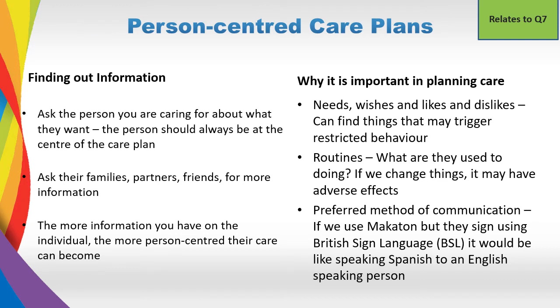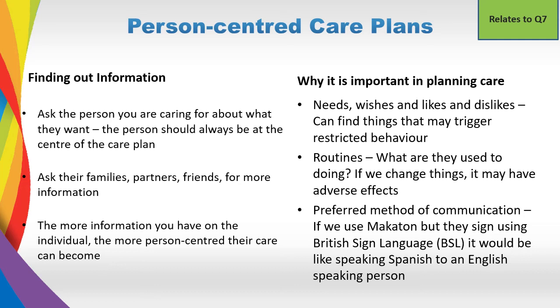Let's think about person-centred care plans. So, finding out information. Ask the person that you're caring for what they want. The person should always be at the centre of their care plan. Ask families, partners, friends for more information. Perhaps their memory is making them struggle to answer some of the questions, or perhaps it's too much to talk about all in one go. You need to try and build a bigger picture by asking for the support of others. The more information that you have, the more person-centred their care can be.